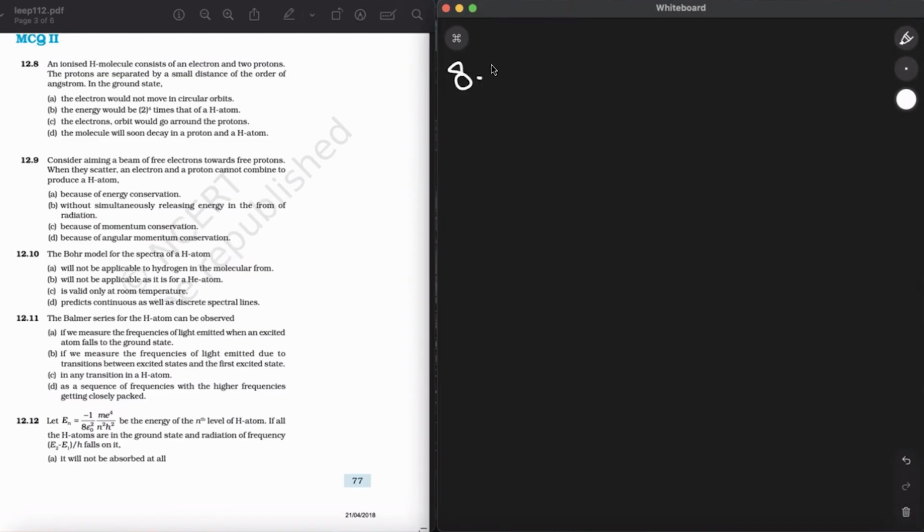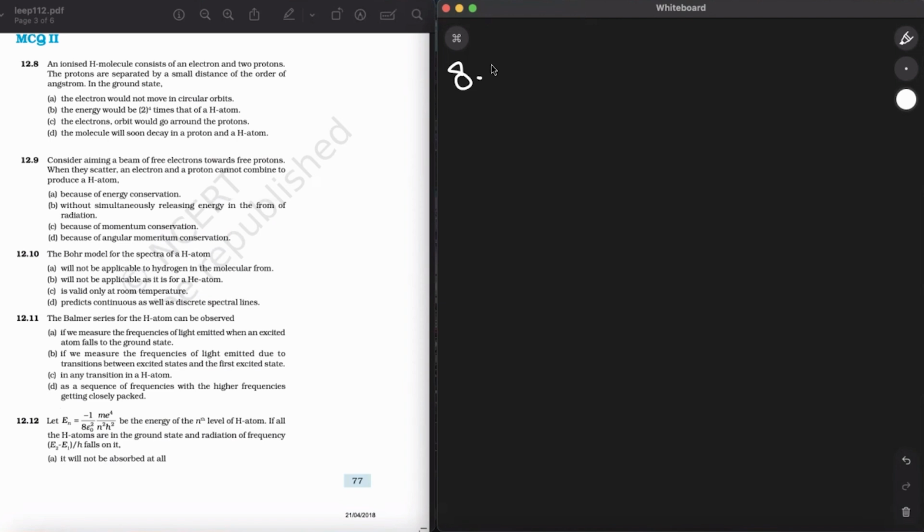So question number 8. An ionized hydrogen molecule consists of an electron and 2 protons. The protons are separated by a small distance of the order of angstrom in the ground state. The electron will not move in circular orbit. The energy would be 2 raised to the power of 4 times that of H atom. The electron's orbit should go around the proton. The molecule will soon decay into a proton and a H atom. Okay, so let us check. In option A is given the electron would not move in circular orbit. This statement is correct.